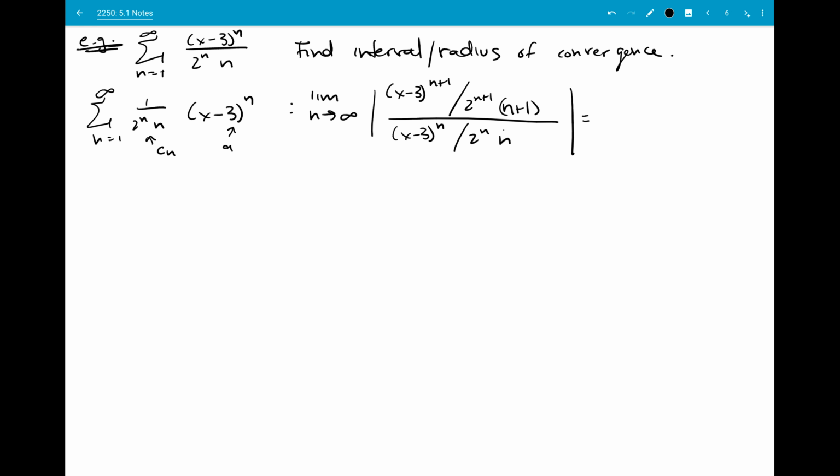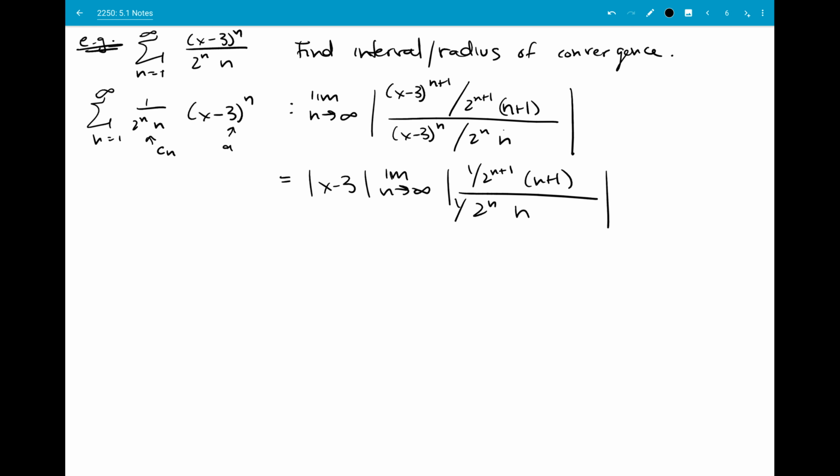And what this is going to turn into is having this x minus 3 out front, times the limit as n goes to infinity of the ratio of the coefficient part only. So 1 over 2 to the n plus 1 times n plus 1, over 1 over 2 to the n times n. Oh, I don't have enough room for that.